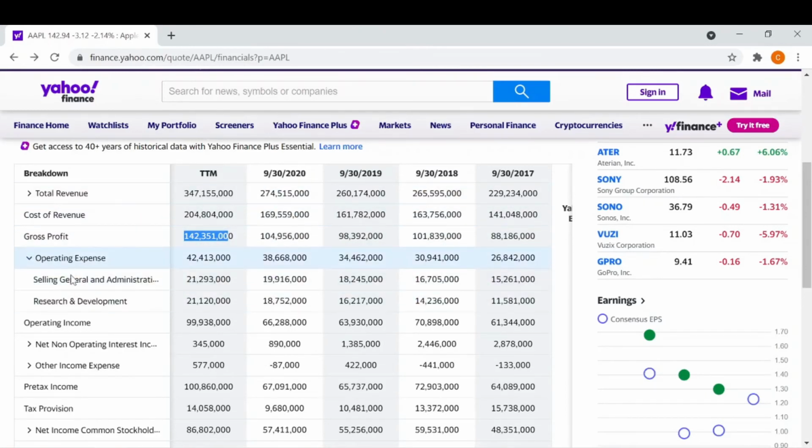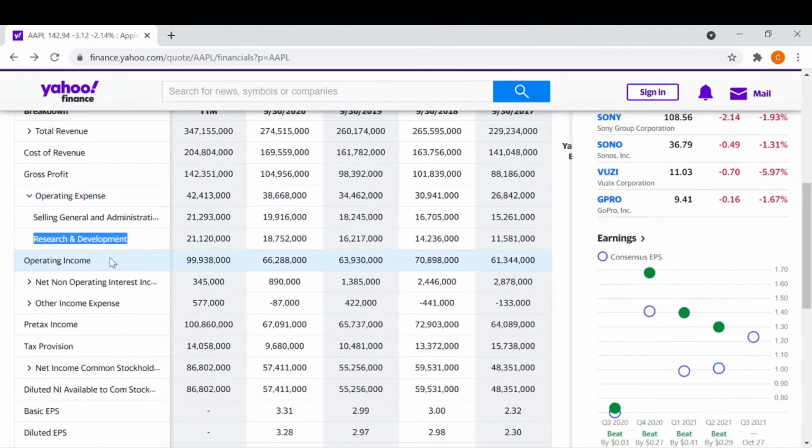But then here we have our operating expenses. So here they have selling, general, and administrative. And like I mentioned, that can include salaries and wages, rent, and marketing or advertising expenses. And then we have research and development, pretty self-explanatory. And we take all of that, subtract it from our gross profit to get our net operating income, or our EBIT.